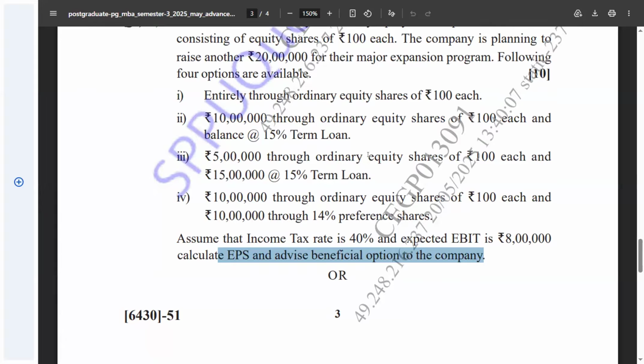Suppose my earning is 240 rupees and the price of the share is 600 rupees. Then I have to find out, after investing 600 rupees, if I'm getting 240 rupees, what is my return? And that return is your earning per share.